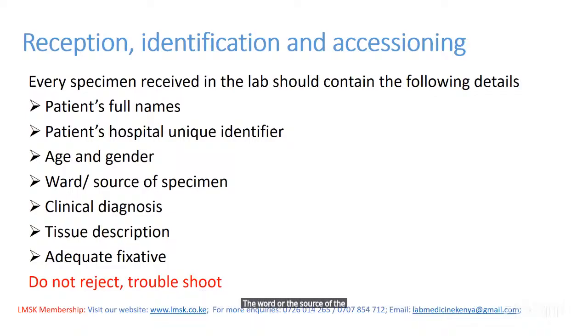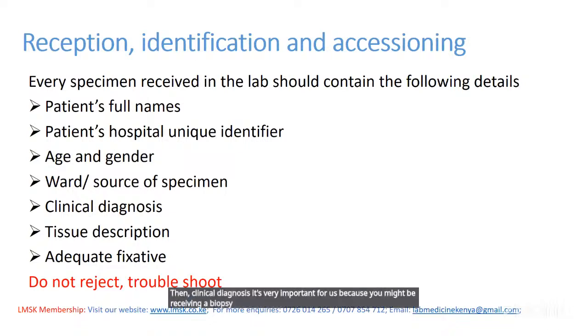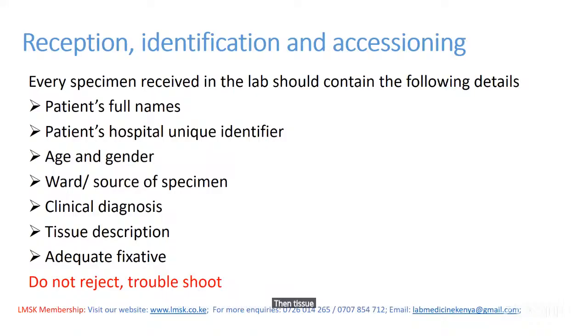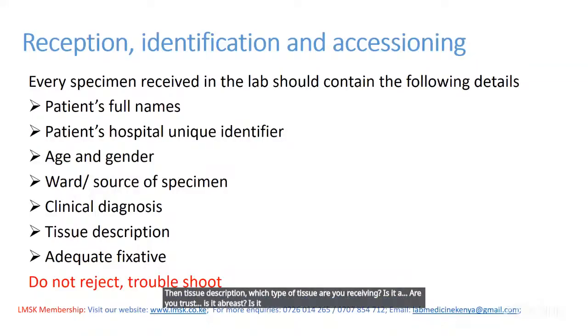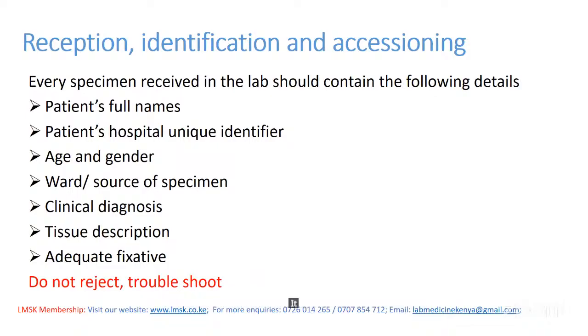It might be from an outside facility. Then the clinical diagnosis. It's very important for us, because you might be receiving a biopsy that is not relevant to the clinical diagnosis of that particular patient. Then the tissue description. Which type of tissue are you receiving? Is it a uterus? Is it a breast? Is it a lung tissue? It should be written clearly on the request and on the specimen container.